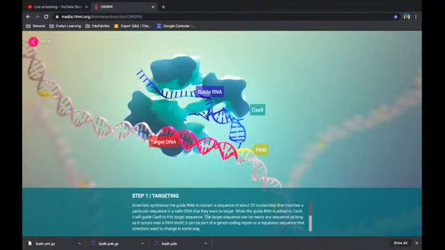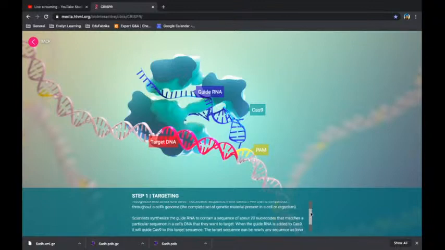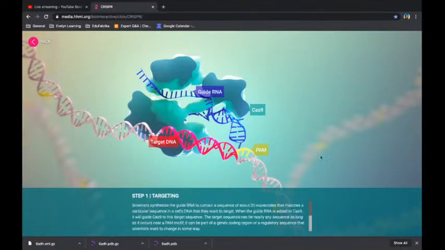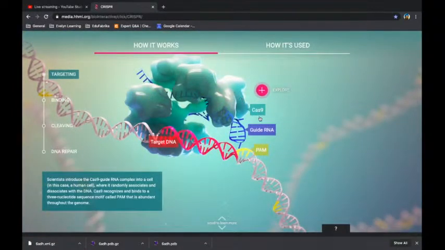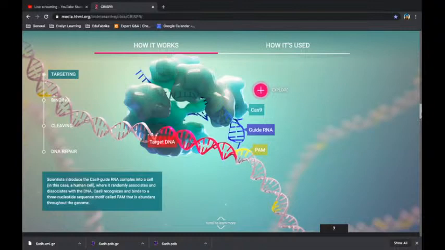The target sequence can be nearly any sequence as long as it occurs near the PAM motif. It could be as long as possible, but should be near the PAM motif. And it can be part of a gene coding region or regulatory region that scientists want to change in some way. So that's it. So let's go further.